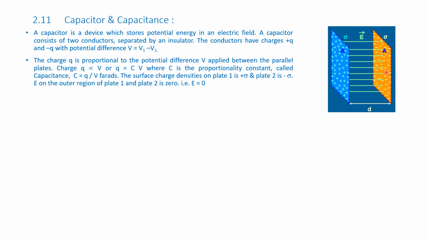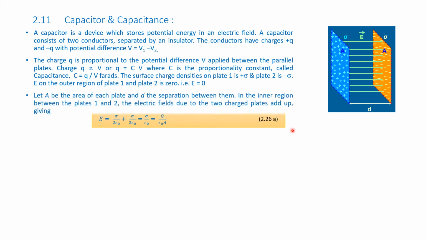The electric field in the outer region of plate 1 and plate 2 is 0. That is, E is equal to 0 outside the region. Let A be the area of each plate, and D be the distance between them.